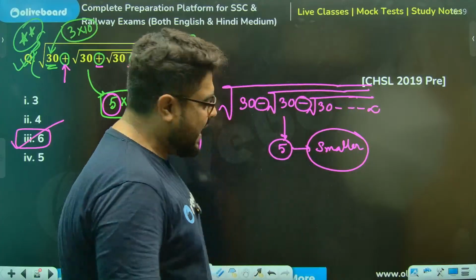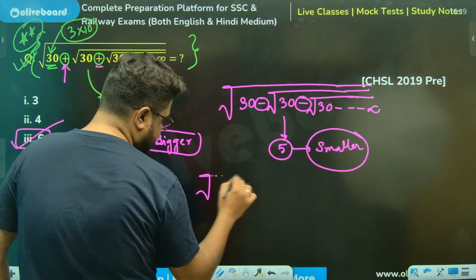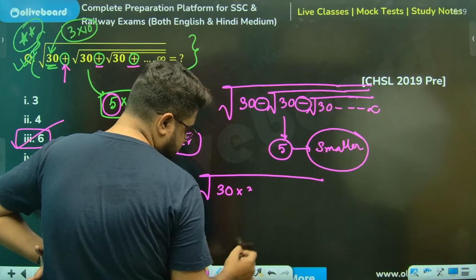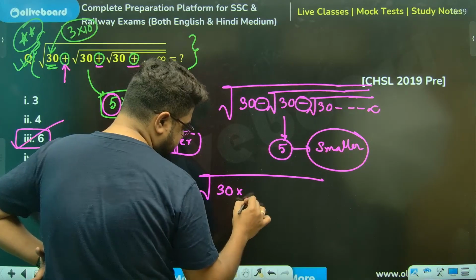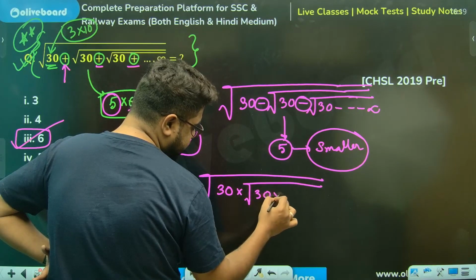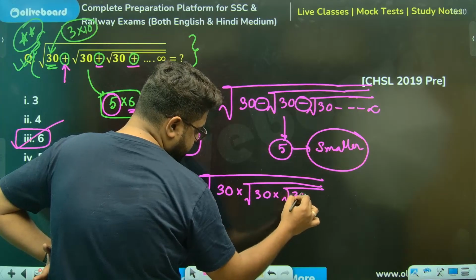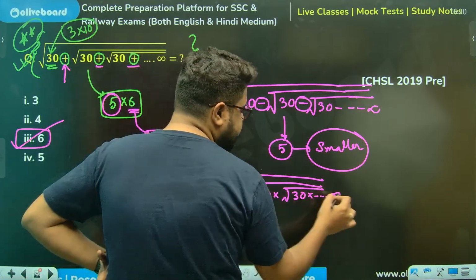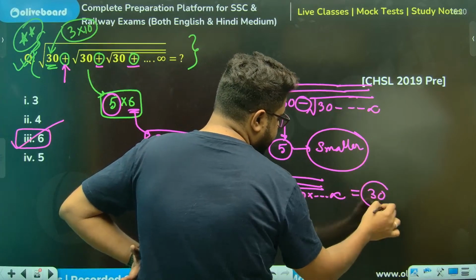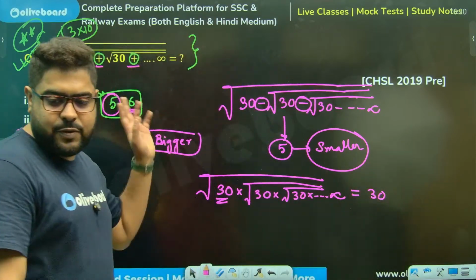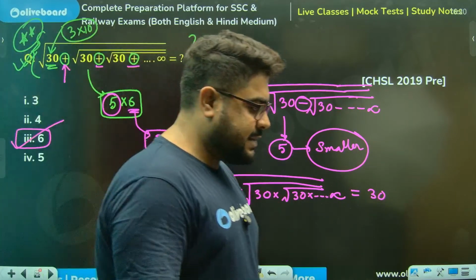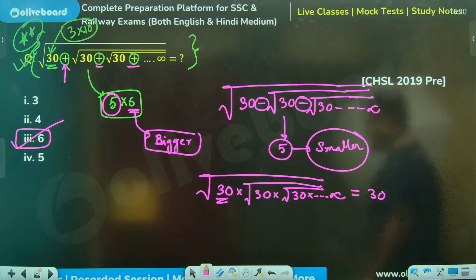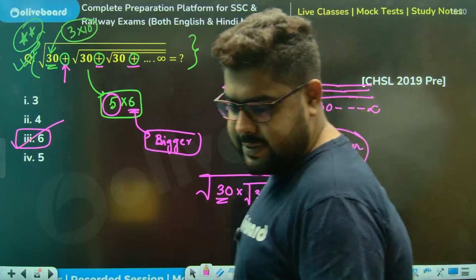Okay? And if the question is like this, multiplication, then always the number itself is the answer. We did 3 questions. 3 questions we have done. Then the number itself is the answer.